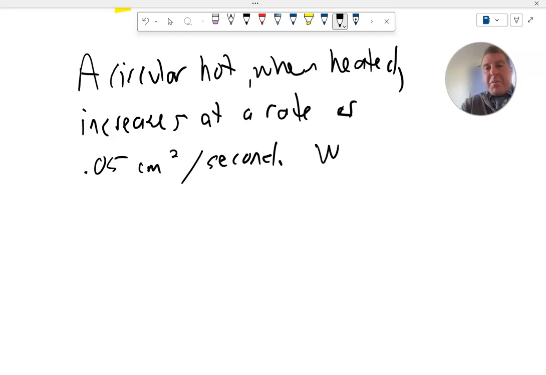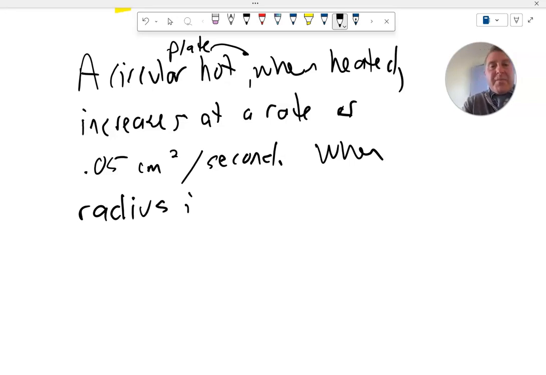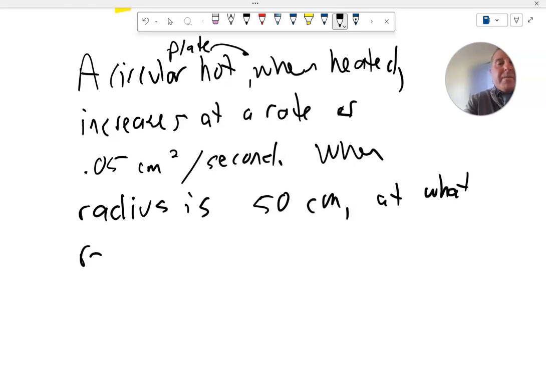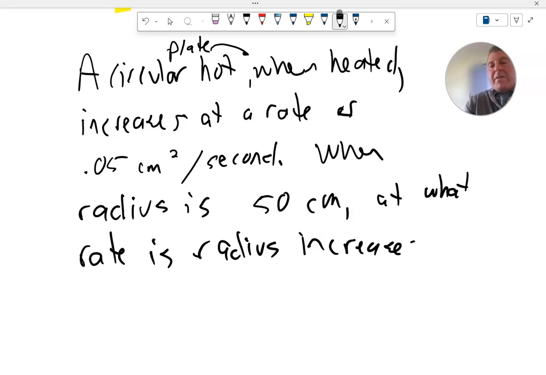So I might say, when the radius of that hot plate, I'll draw the hot plate there. One of these days I'll figure out how to write and talk at the same time. When the radius is, let's say, 50 centimeters, at what rate is the radius increasing? Assuming everything is constant. In other words, the rate at which the area is increasing is constant. It's not changing.